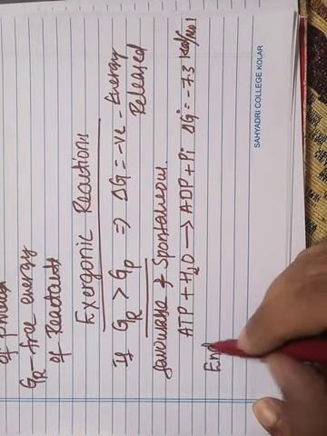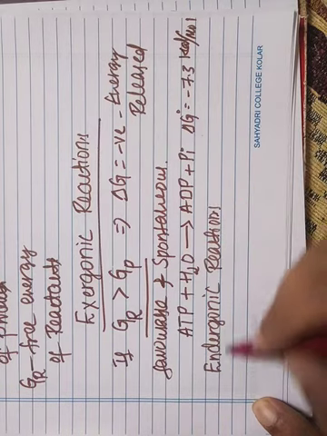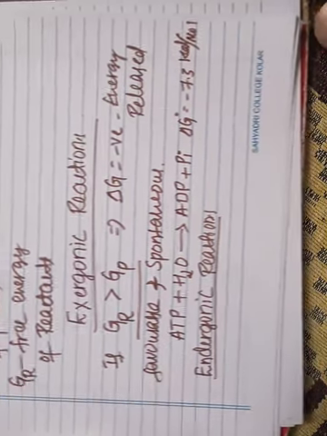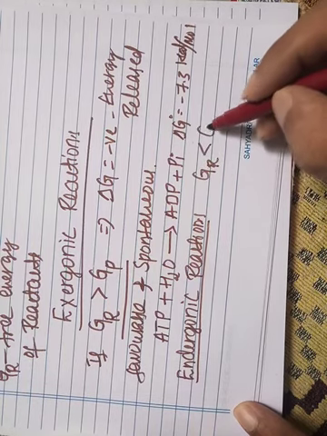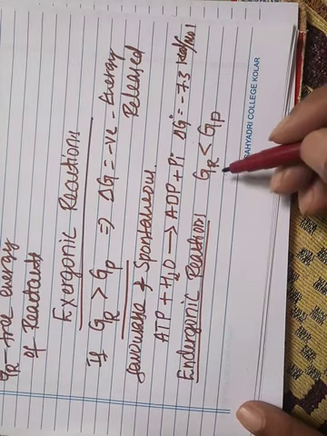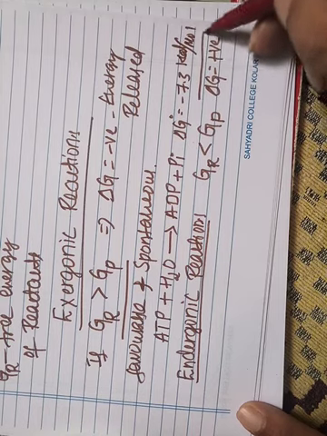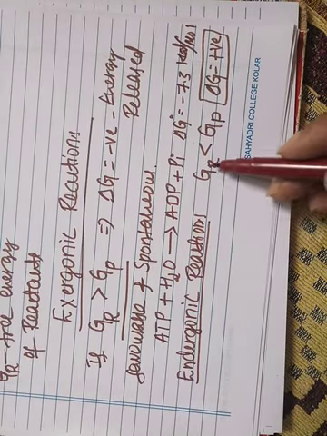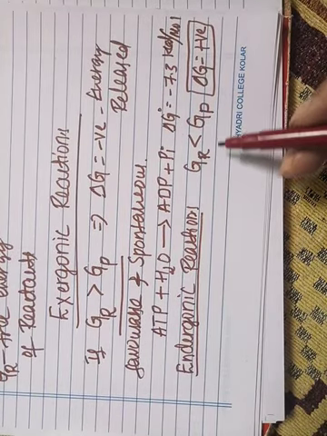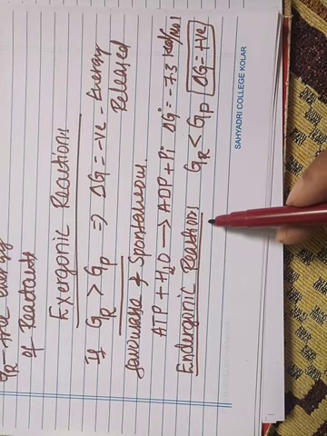Next, let us see one more type of reaction. They are called endergonic reactions. In endergonic reactions, the free energy of the reactants is less than the free energy of the products. Then the change in free energy will be positive. Then energy is absorbed in such a reaction. For the reaction to proceed, the reactants will absorb energy. So endergonic reactions are those reactions in which energy is absorbed.